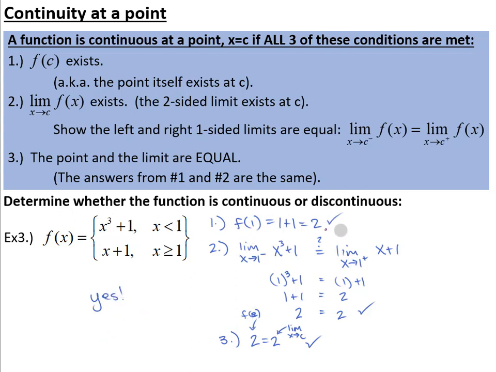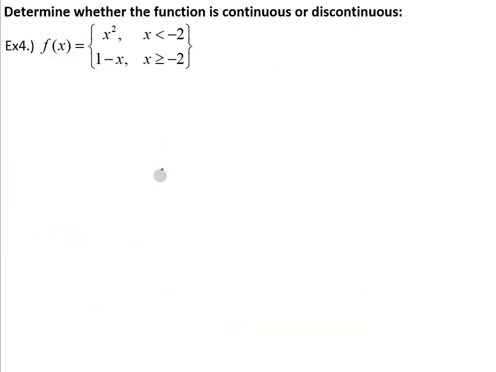Now remember, if the point doesn't exist, if the limit doesn't exist, and if they're not equal, any of those three things, we would say it is discontinuous. So I wrote yes, but I probably should have written continuous. All right, let's try a couple more examples here. Okay, another one, determine whether a function is continuous or discontinuous. Same direction, so you don't need to retype those. So let's try this one.